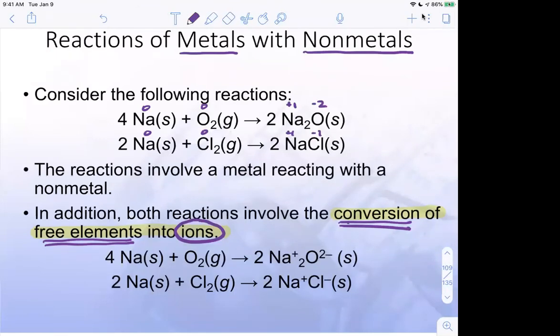When we looked at precipitation reactions, the charges on the ions did not change. When I looked at acid-base reactions, the charges on the ions did not change. Nothing was oxidized, nothing was reduced. But in these types of reactions here, where I go from free elements, 0 charge, into ions, which either are cations and positively charged or anions that are negatively charged, I do have that transfer of electrons.